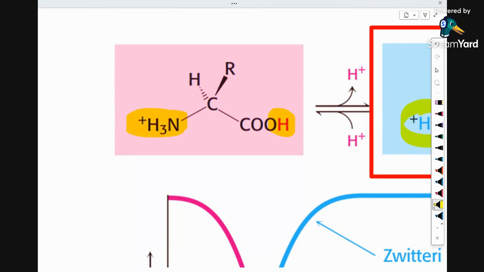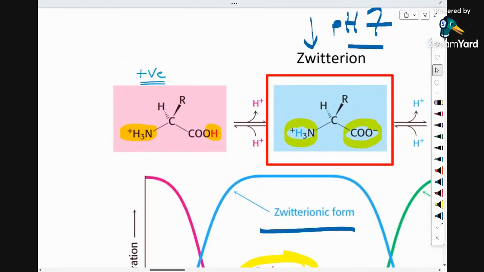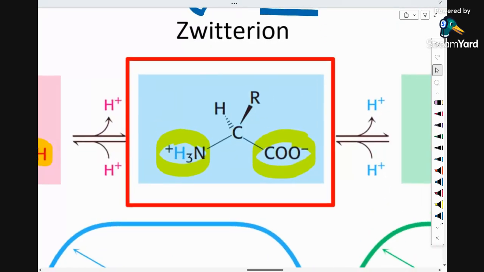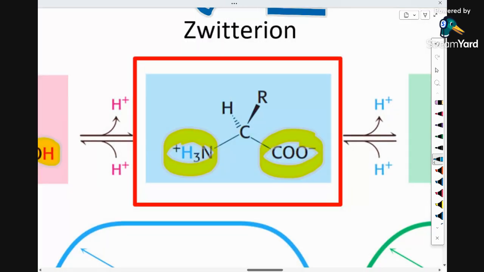This amino acid, in this case, would have a net charge. It would be positively charged at low pHs, which hopefully you can appreciate is important for protein structure, and we'll see why later. At pH 7, we've got our Zwitter ion. It is neutral.